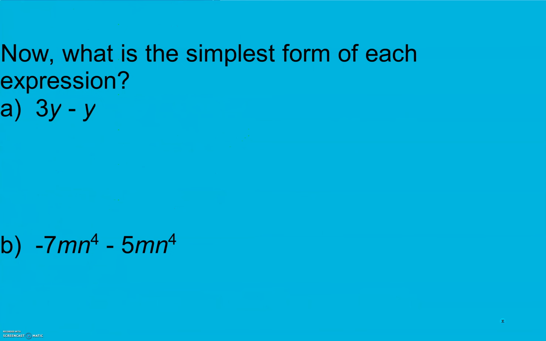Feel free to pause here and give these a try if you'd like. What's the simplest form of each expression here? Remember that our coefficient, if we don't have one, is a 1. So in front of my y is a 1 there. And these are like terms because they have the exact same variable, the y. So I'm going to label them as a y, and then I don't have to worry about my variable anymore. I keep my variable exactly the way it's written. And now I have 3 minus 1, which is 2.